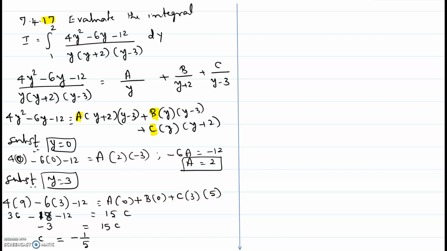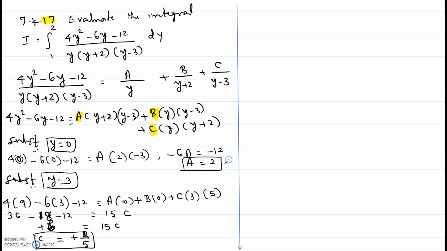So it will be 36 minus 18 minus 12 equal to 15C. So that will be 18 minus 12. That will be negative 6? No, 36 minus 18 is 18, and 18 minus 12 is a positive 6, equal to 15C. So C will be 6 over 15, which is 2/5. C will be 2/5.